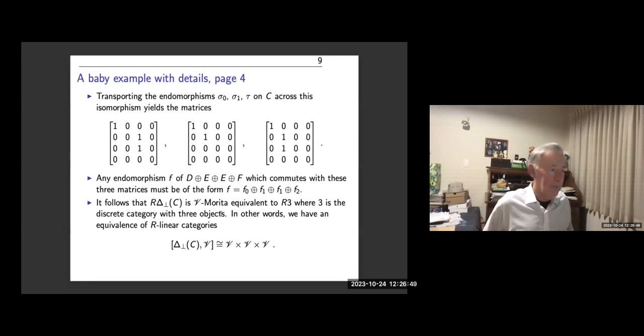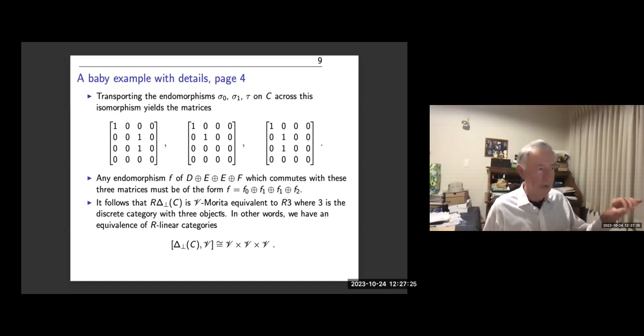And if you check what happens for an endomorphism of that direct sum to commute with all those three matrices, then that forces the thing, which could be a sum of four different functions, to be a sum of just three, really, since the two is just a repetition. So it turns out that this algebra is Morita equivalent to the free R module on the discrete 3.